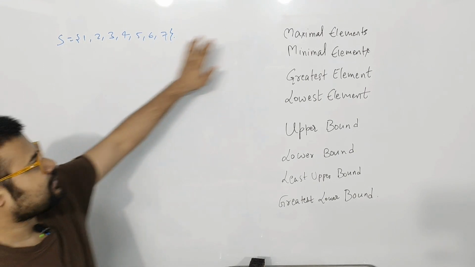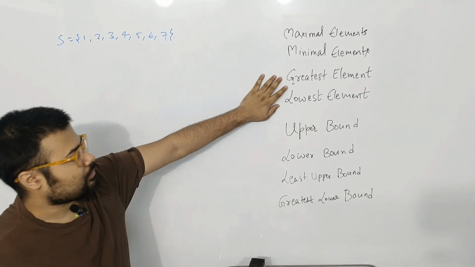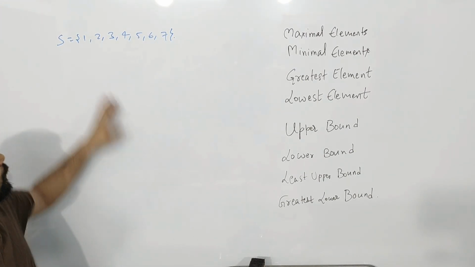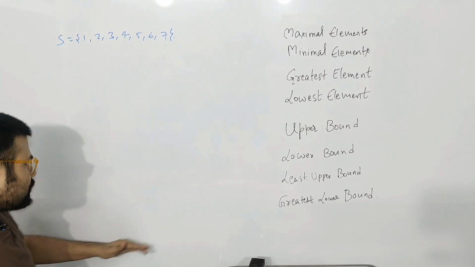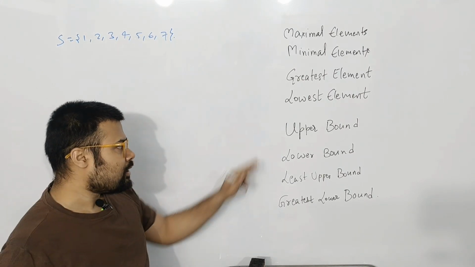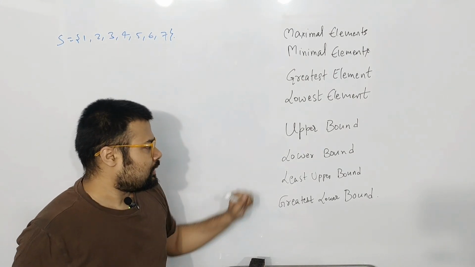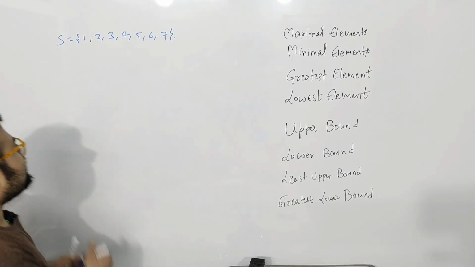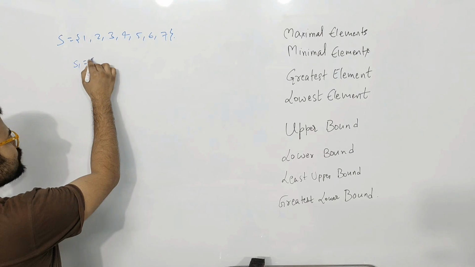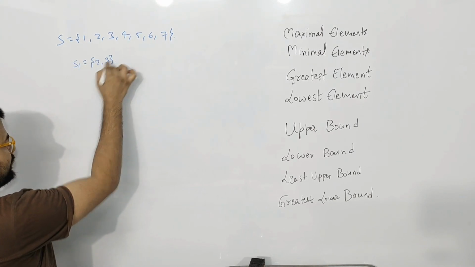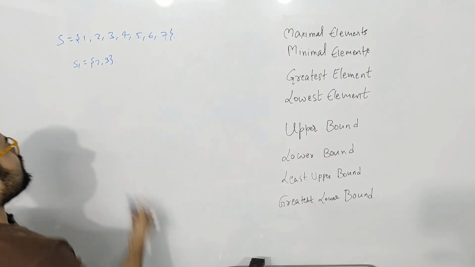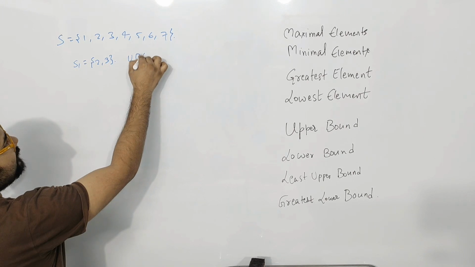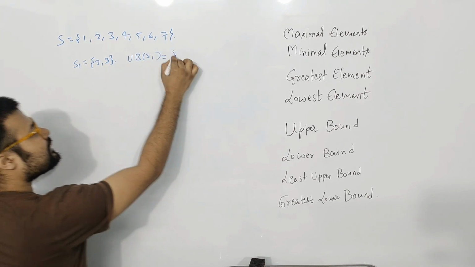To get the maximal element, minimal element, greatest element or lowest element, we look at the whole set in consideration, the whole Hasse diagram in consideration. Upper bound and lower bound are with respect to some subset of this set. Let's say if I have S1 is {2, 3}, then we ask: what is the upper bound of S1? Then we will get a set.